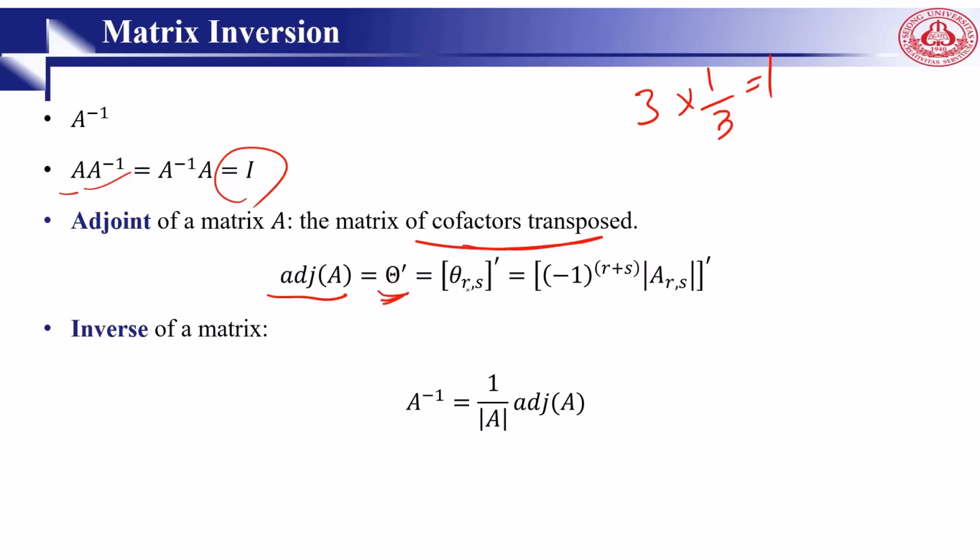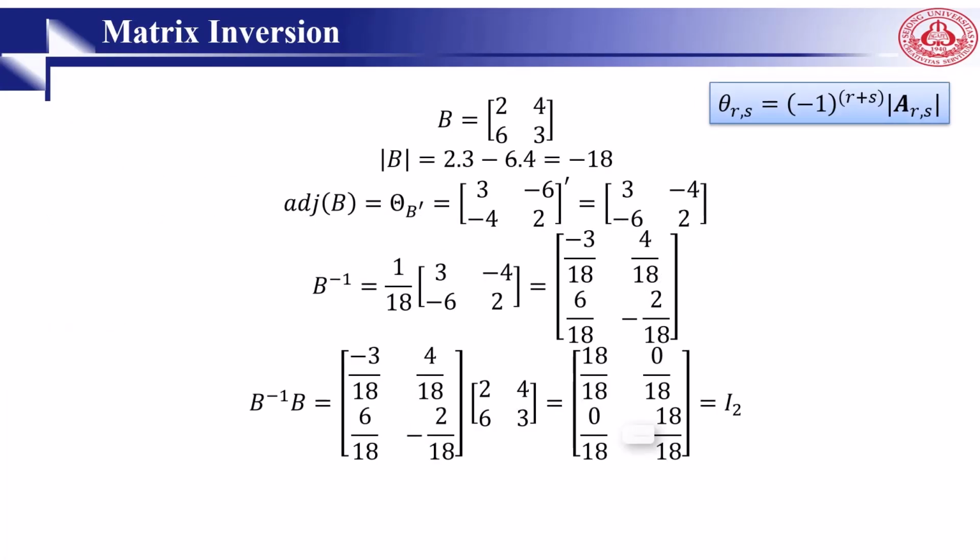So, the adjoint of matrix A is the transpose of cofactors. It means theta RS prime, which is based on our equation minus 1 in power of R plus S, and determinant of RS, this transposed. So, the inverse of a matrix, which we show by A in power of minus 1, is 1 by determinant A, adjoint of A.